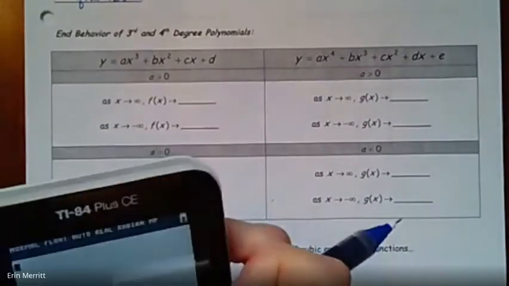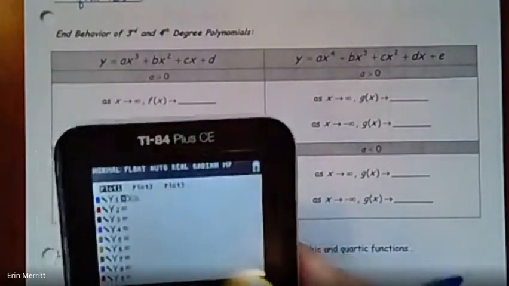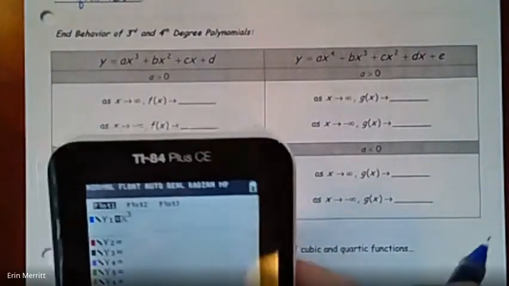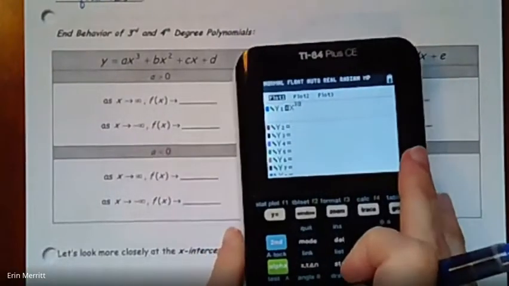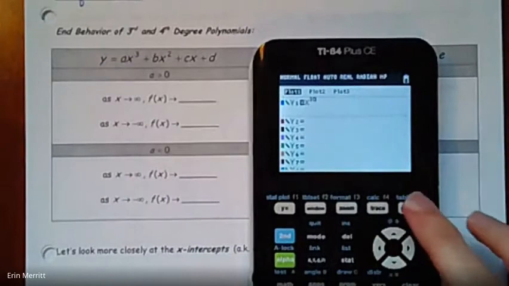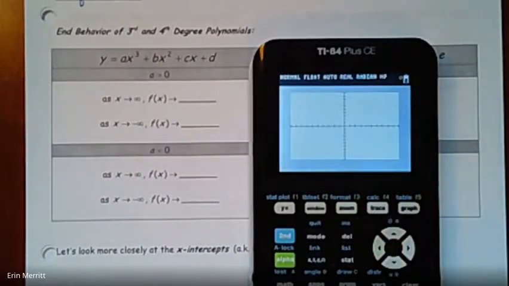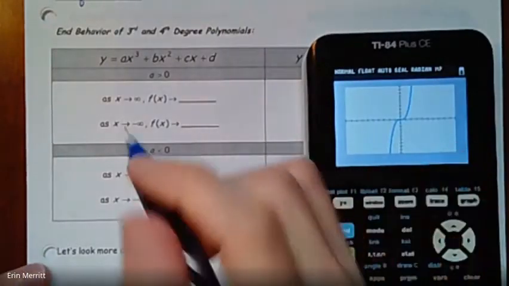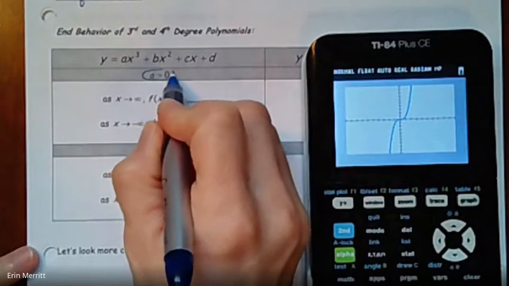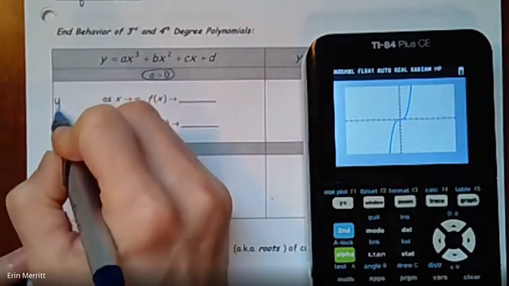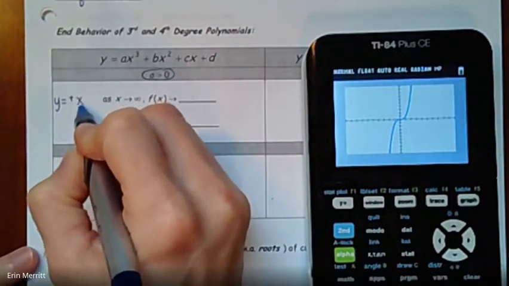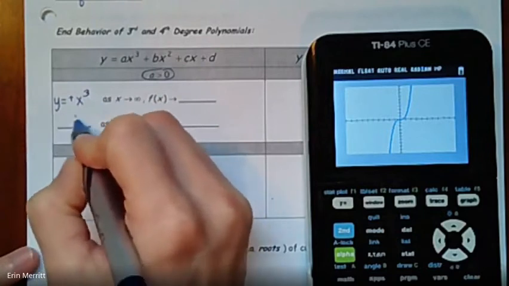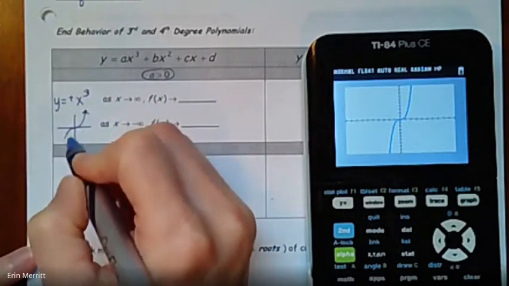So I'm going to grab my calculator and clear out what I have in here and put in an x cubed. If I put in x cubed, I'm just going to zoom 6 this so you guys can see what this thing looks like. So there's that little shape that we drew on the first page, all right? So when it says when a is greater than 0, that means for a positive x cubed, we get this little shape right here.